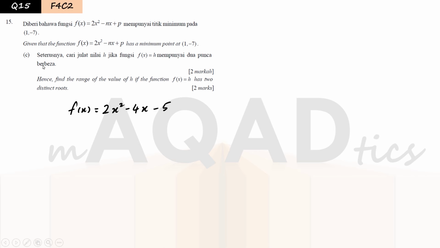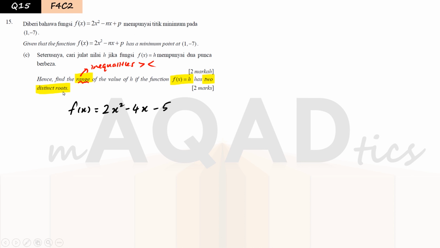And for the last part, here we need to find out the range of values of h if the function f of x equals h has 2 distinct roots, right? 2 distinct roots. So here, if you see there is a range, it means that in our final answer there will be inequalities. So it's like the greater than and the less than that we see all the time, right? So in our answers, they will have these symbols, these inequalities. And here it says two distinct roots, right?